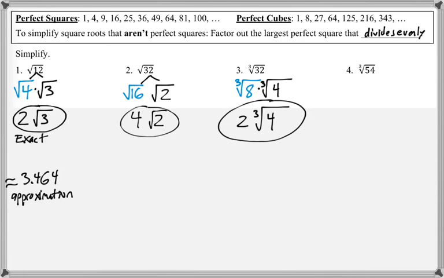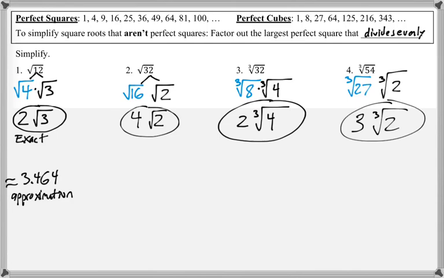The cubed root of 54, the largest one that goes into it would be 27. So 27 times 2, and then the cubed root of 27 is 3. So this would be the simplified exact form.